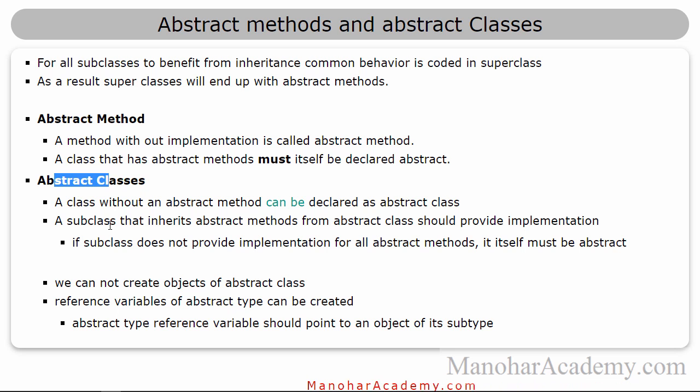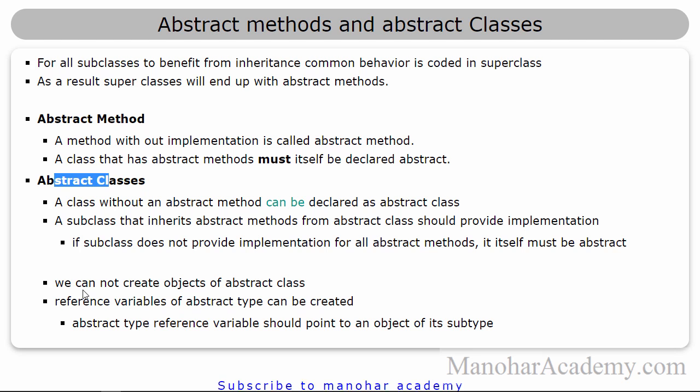But if the subclass which is inheriting all those abstract methods doesn't provide the implementation for even one abstract method, then it itself will end up with that abstract method, and it itself should be declared as abstract class. We are going to see all those things. By the end of this lesson, you will be able to explain each and every one of these points.